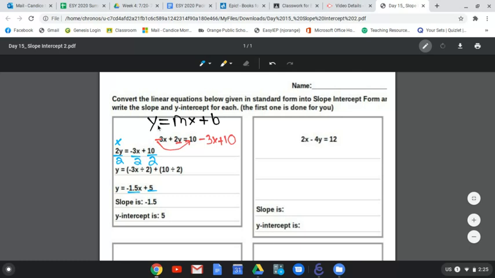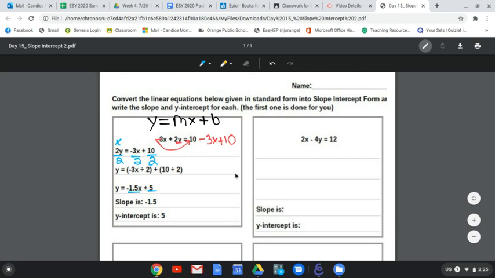So now it's completely in slope-intercept form. So we have the y right here. We have our m, which is the slope, which is negative 1.5 or negative 3 over 2, whichever way you want to put it, in a decimal or in a fraction. That's completely up to you. And then the x plus our b, which is the y-intercept. So the answer here is the slope is negative 1.5, and our y-intercept is 5. So this is basically how to do it.